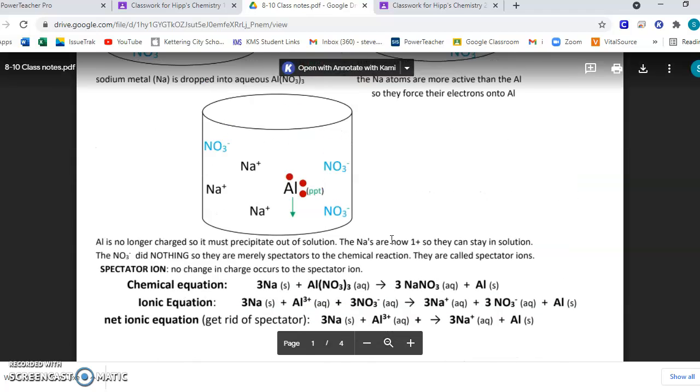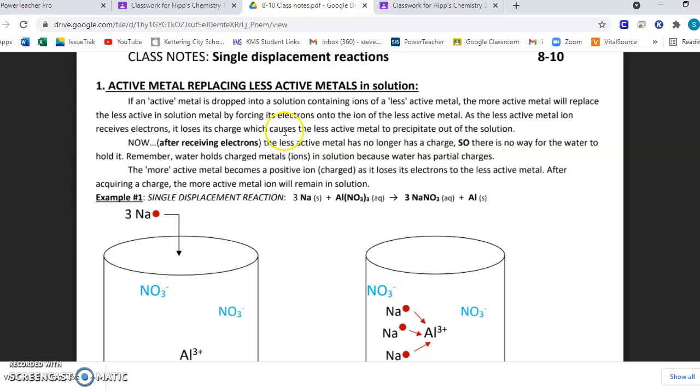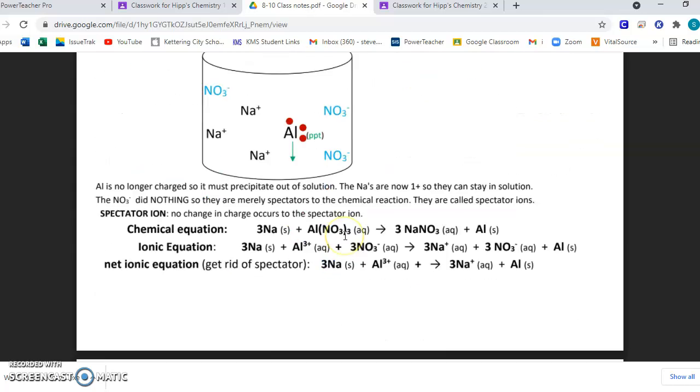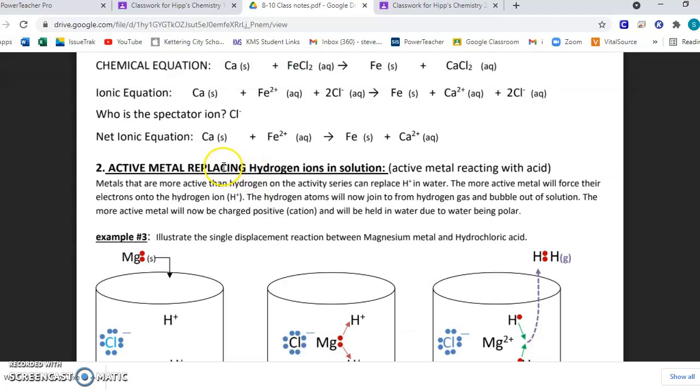So in our first video here, we took a look at what happens when active metals replace less active metals. In our next video, we're going to take a look at what happens when active metals replace the hydrogen ions in solution.